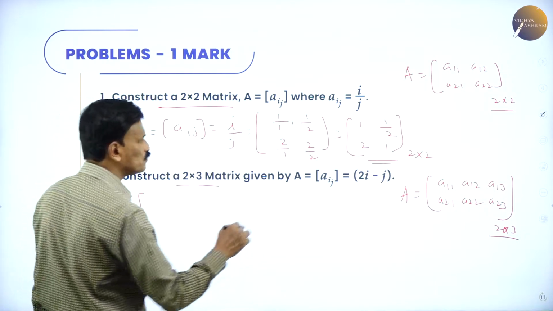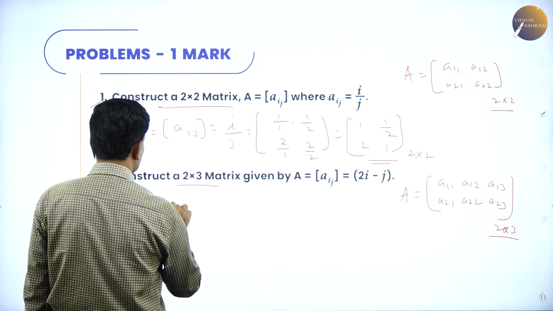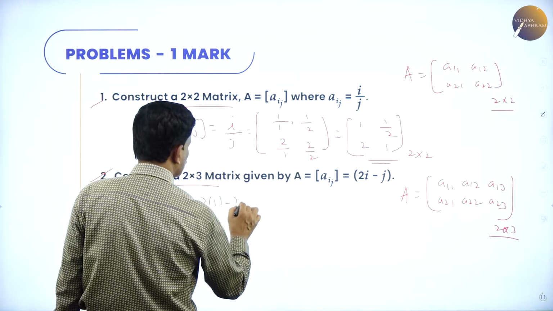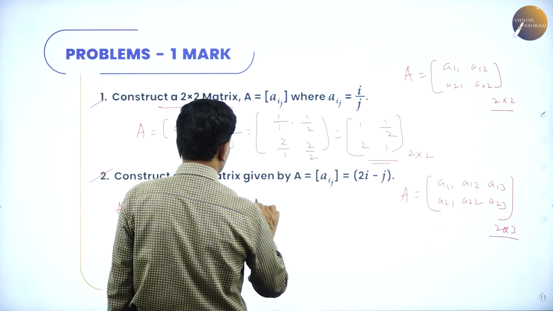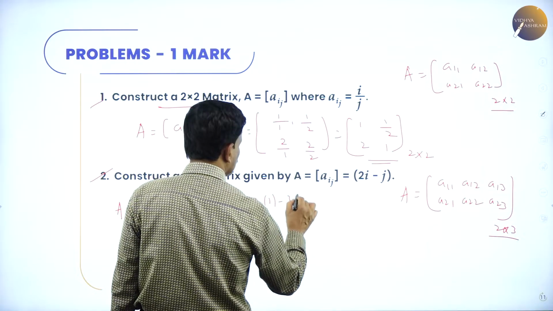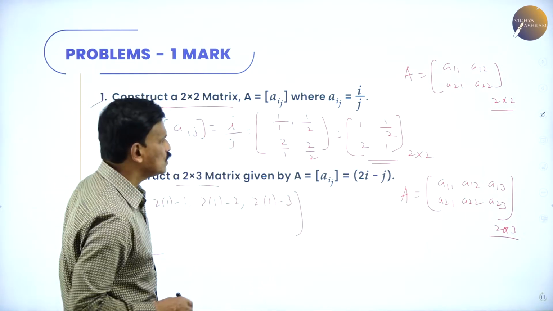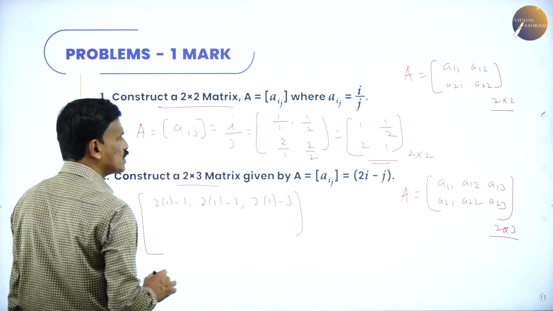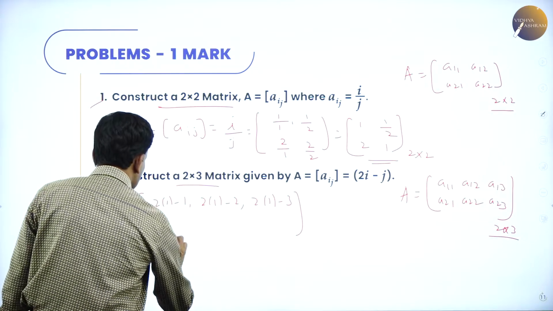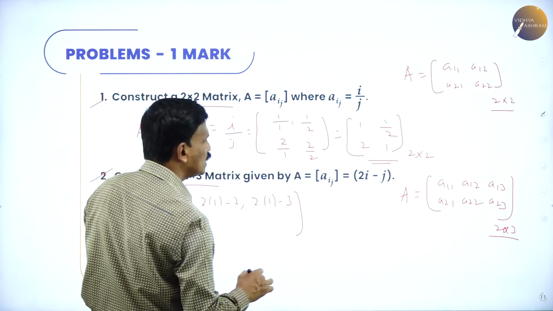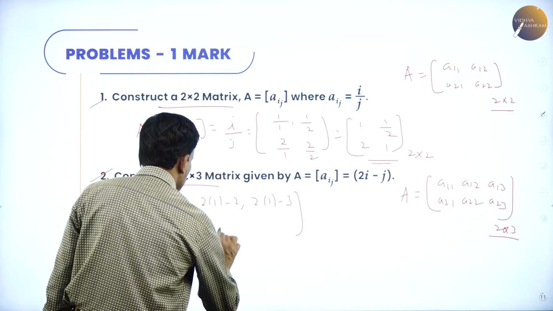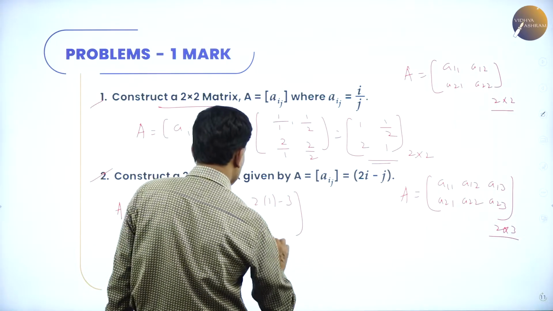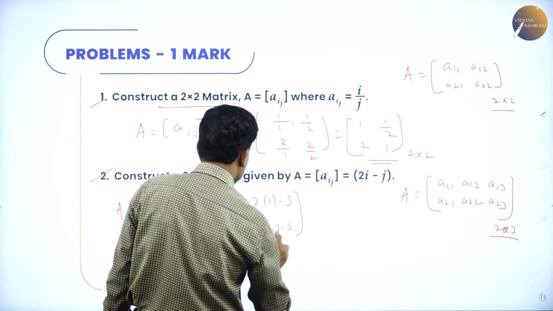2i minus j. So for a11, 2 into 1 minus 1, and again 2 into 1 minus 2, again 2 into 1 minus 3. a11, a12, a13. Similarly, you can write for the second row. What is the first element? 2 into 2 minus 1, again 2 into 2 minus 2, again 2 into 2 minus 3.